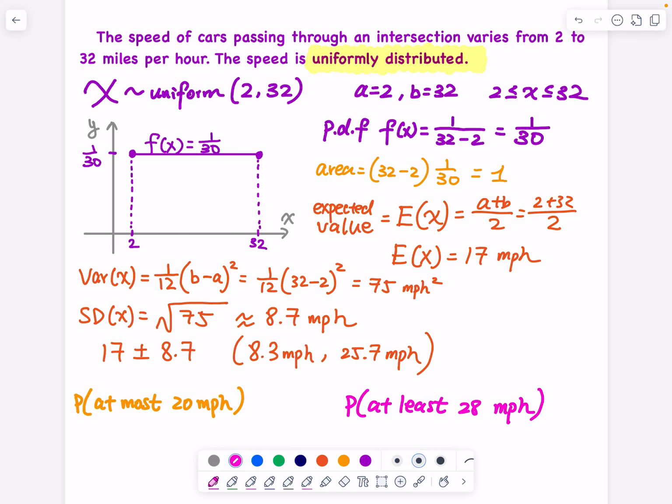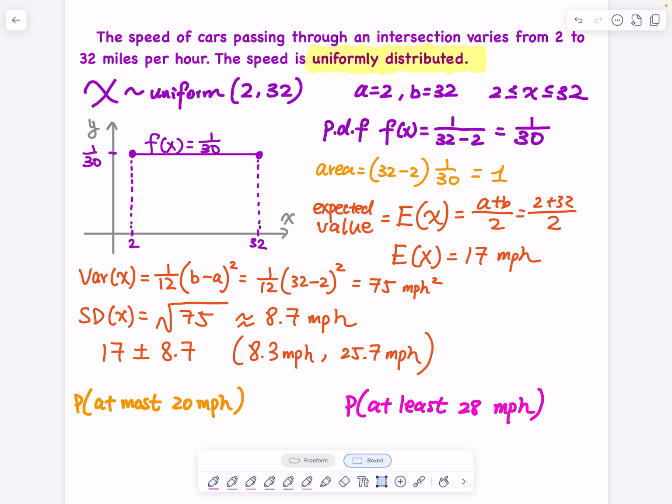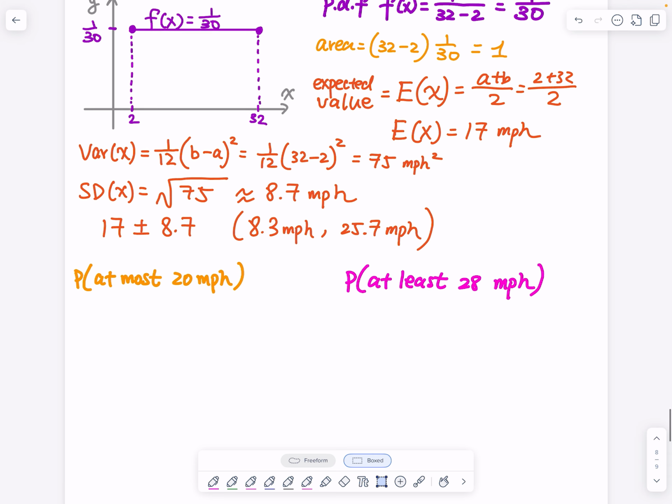Based on this uniform distribution problem, a car passes through an intersection at a speed between 2 and 32 miles per hour, and the speed follows a uniform distribution. We did all the setup. I want to do some probability questions. What is the probability that the car passes through at most 20 miles per hour versus at least 28 miles per hour? To make the answers easier to understand and to read, I will need a graph for every probability question.